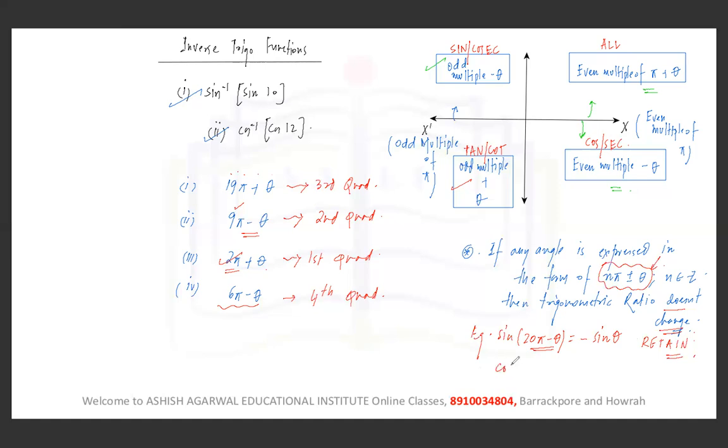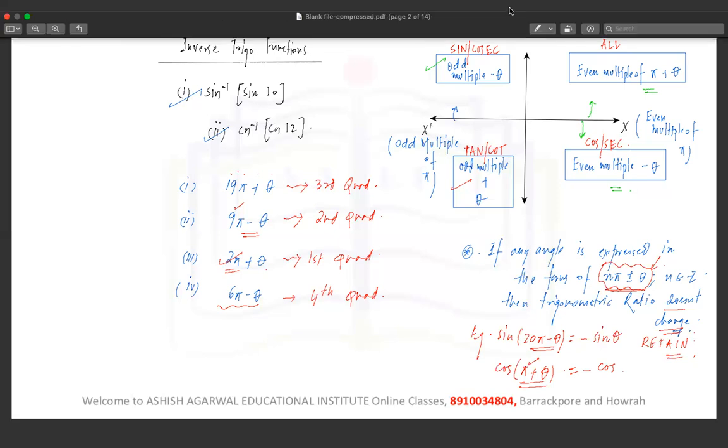Similarly, if the angle is cos pi plus theta, once again the format is pi plus theta, that is n pi plus minus theta. So ये cos का cos ही रह जाएगा. Now pi plus theta is basically 1 pi plus theta, which is odd multiple of pi plus theta. And if it is odd multiple of pi plus theta, it belongs to the third quadrant, and in third quadrant cos will be negative. So this way we can understand this particular logic.